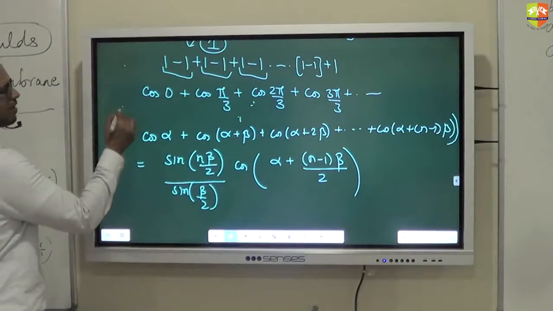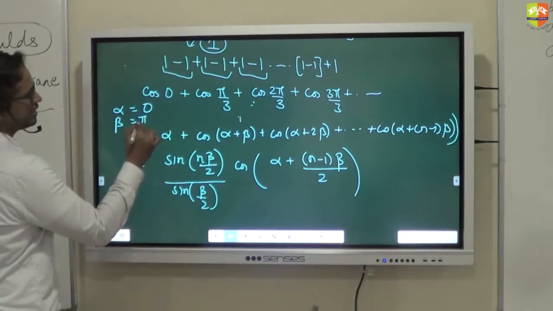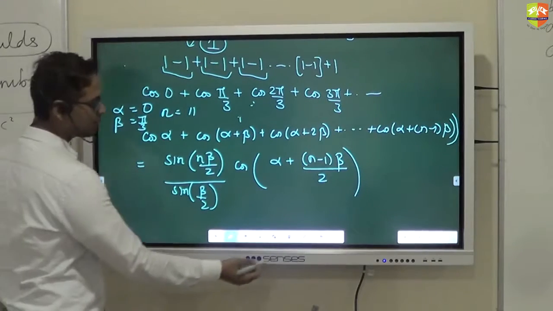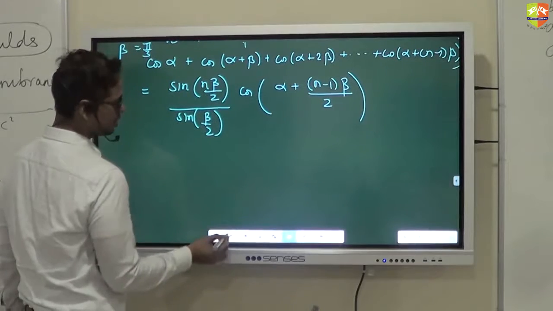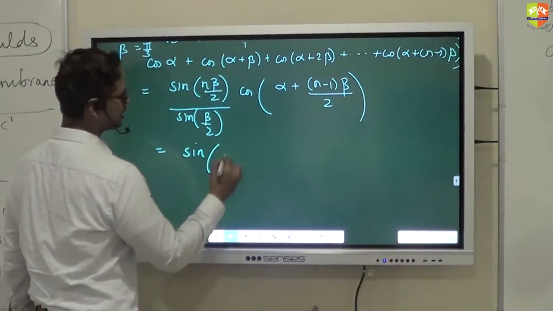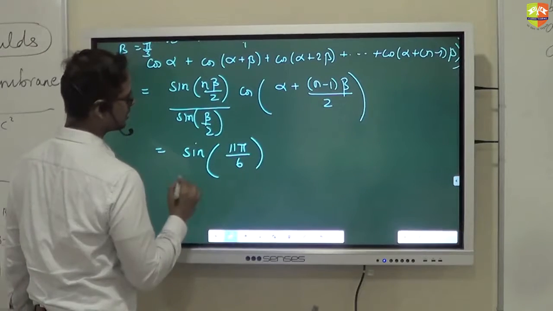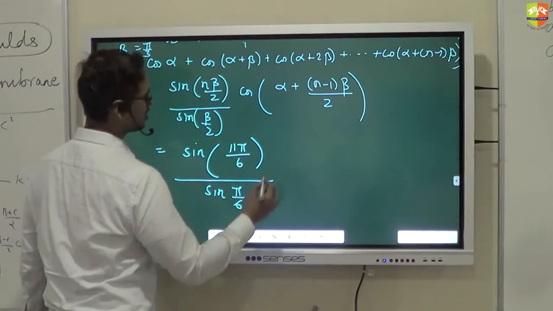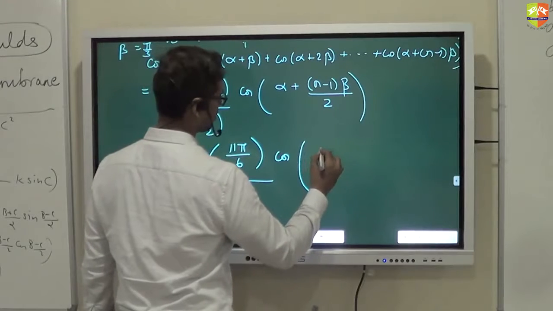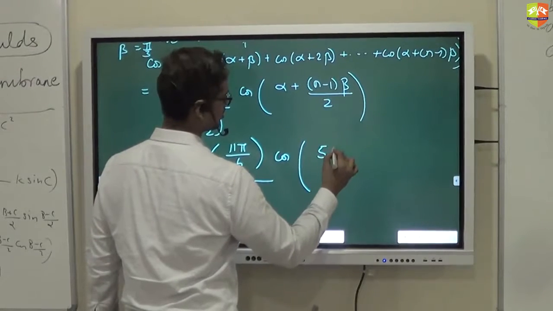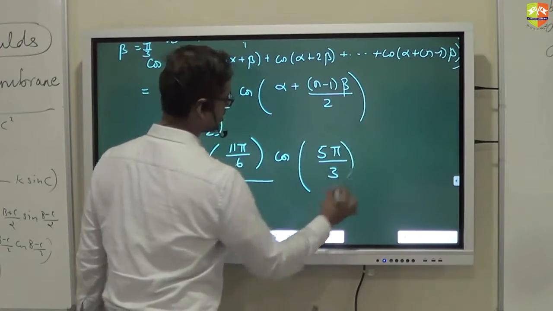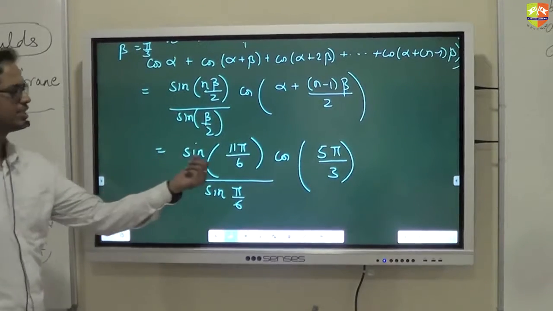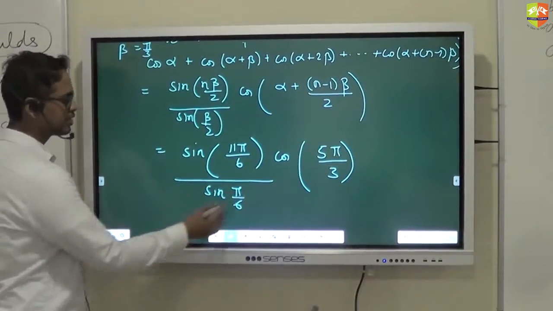Okay. Now as you can see here, alpha is 0, beta is pi by 3, and n is how much? 11. So just apply the formula. So it becomes sine 11 pi by 6. So can I just do substitution? Yeah, that's right. What did you get? Isn't this 2 pi minus pi by 6? Which is going to be minus 1.